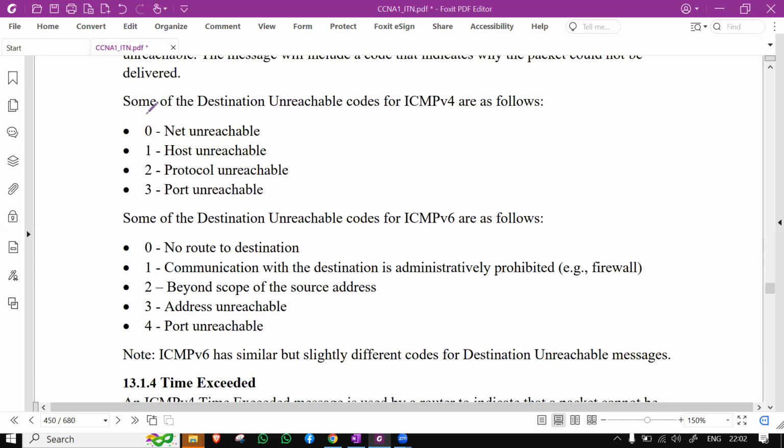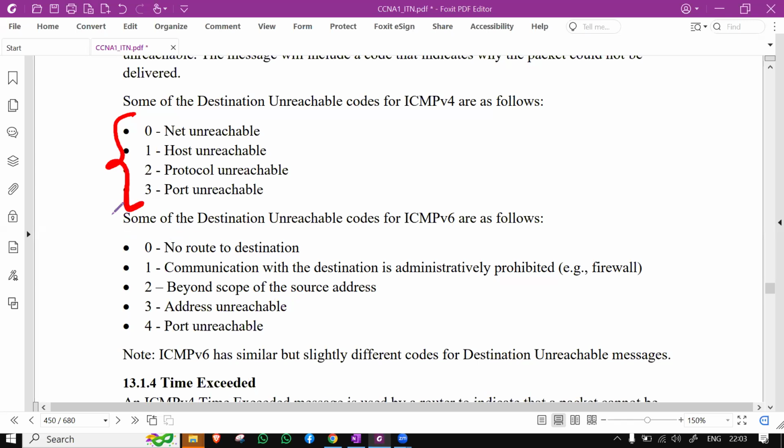So I knew these ones for IPv4: net, host, protocol, port. Then these ones: no route to destination, communication with the destination administratively prohibited, firewall, beyond the scope of the source address. What does this mean? Beyond the scope of the source address. Address unreachable.